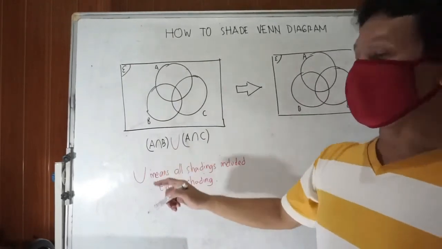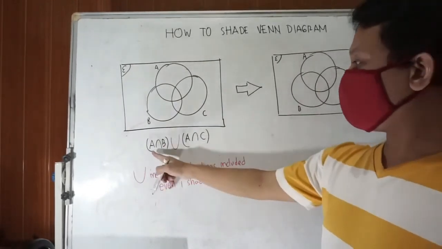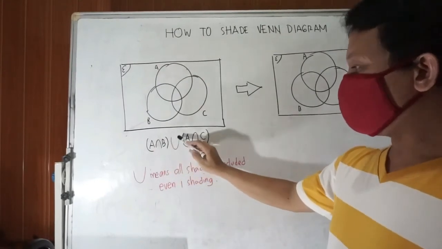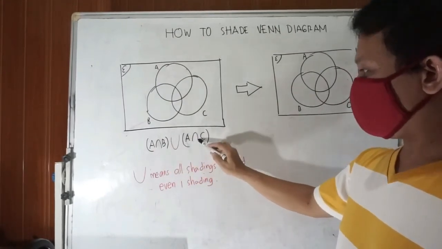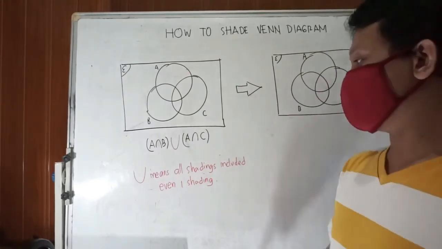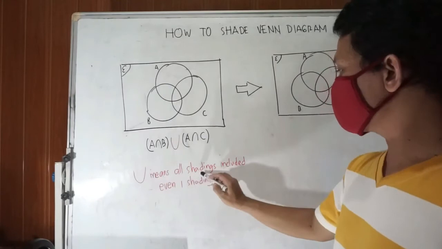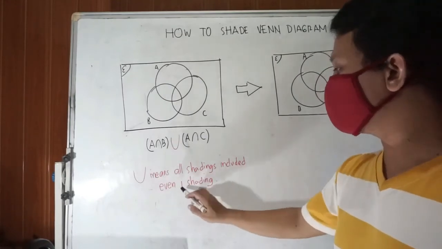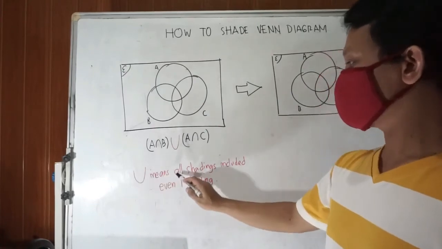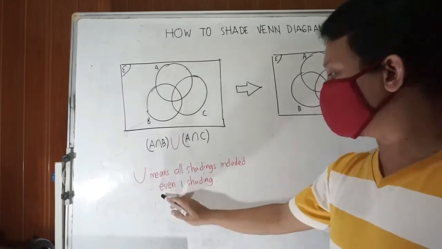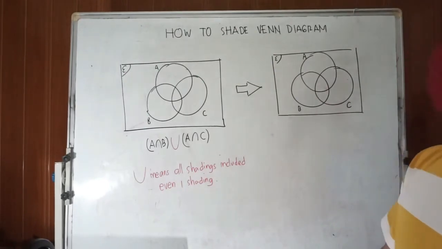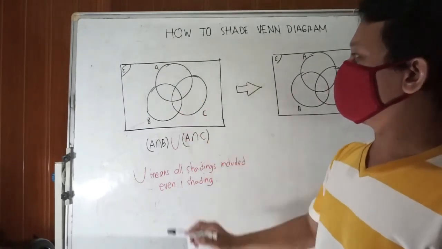Okay, now we're going to find set A intersection B union A intersection C. I want to emphasize that union means all elements included, even one element. Once again, union means all elements included, even one element only. Okay, so now we go to the Venn diagram.